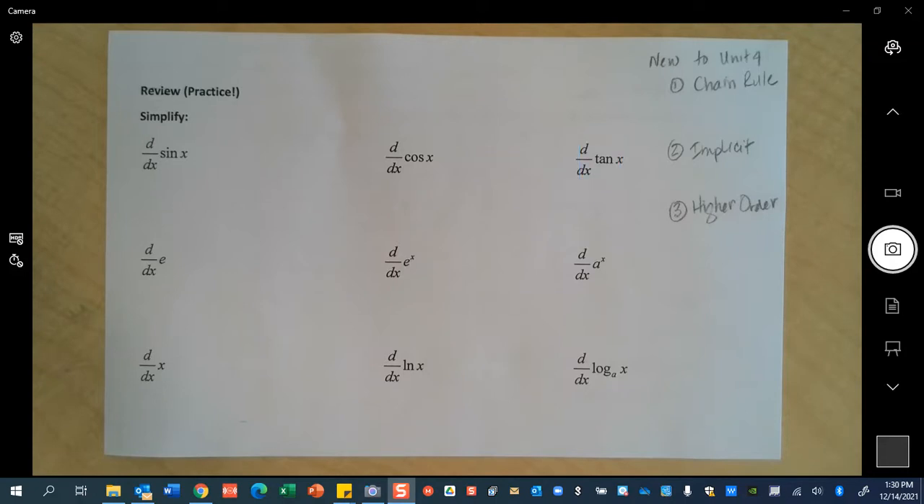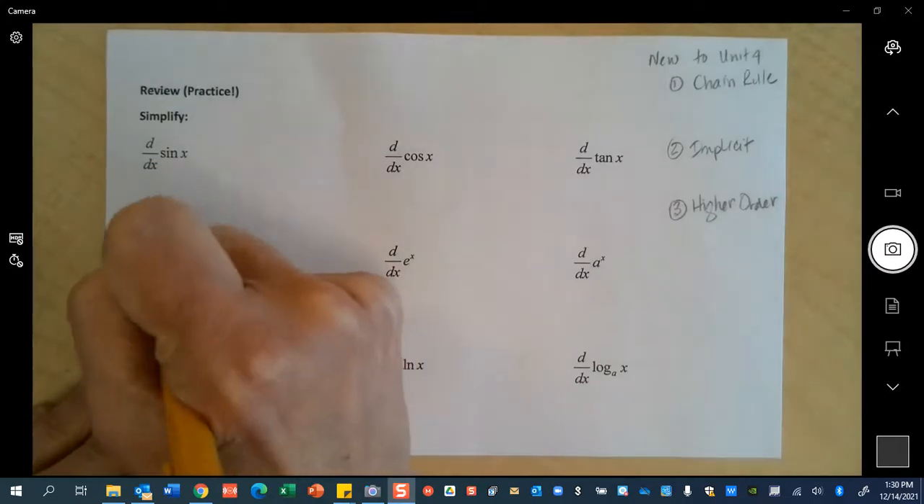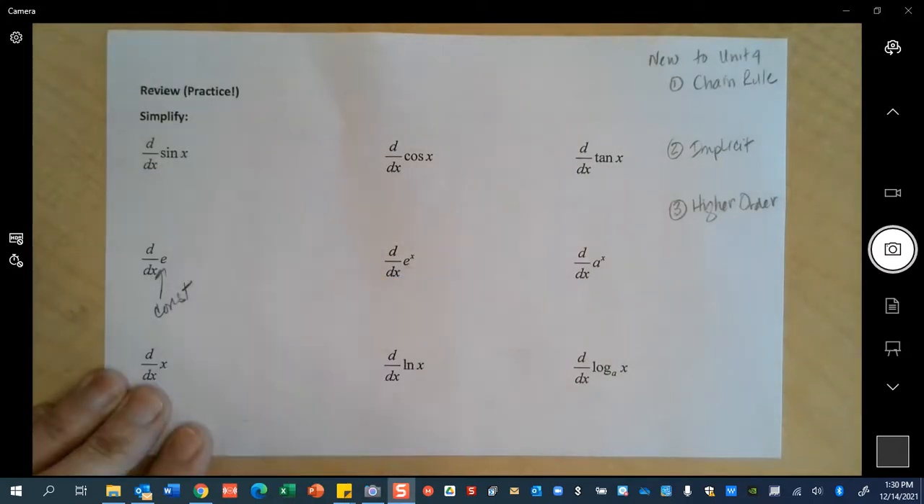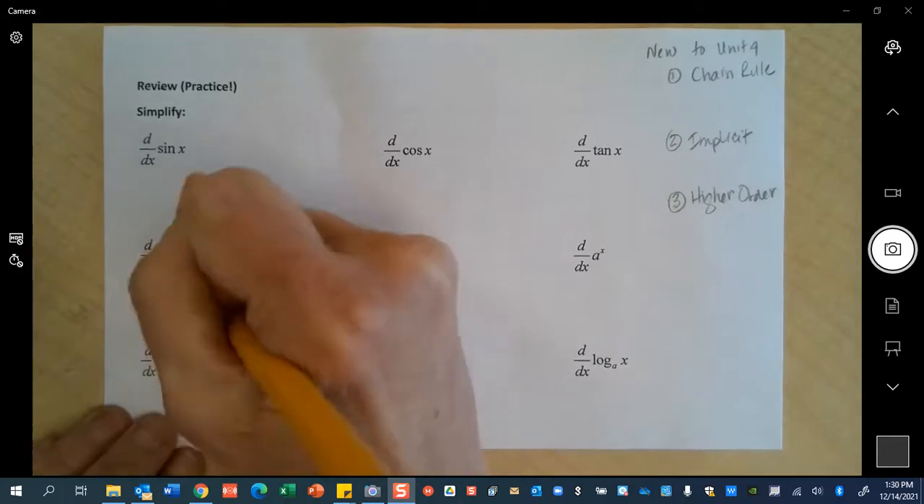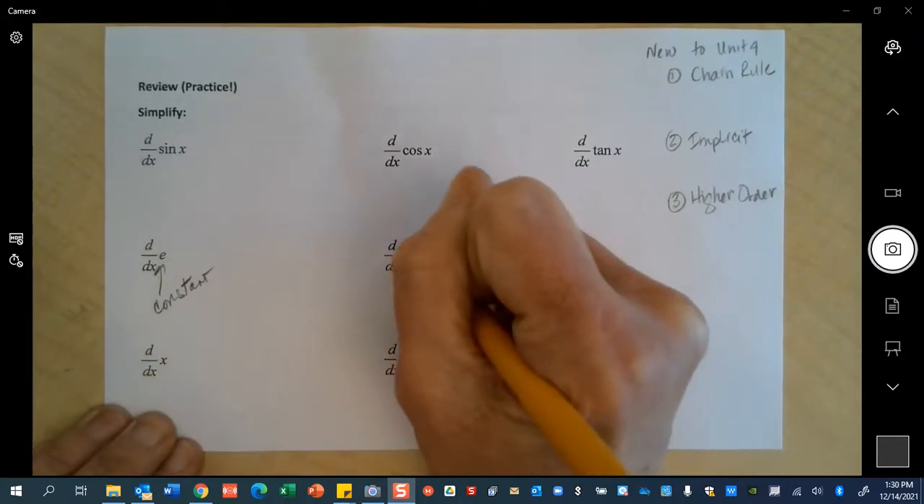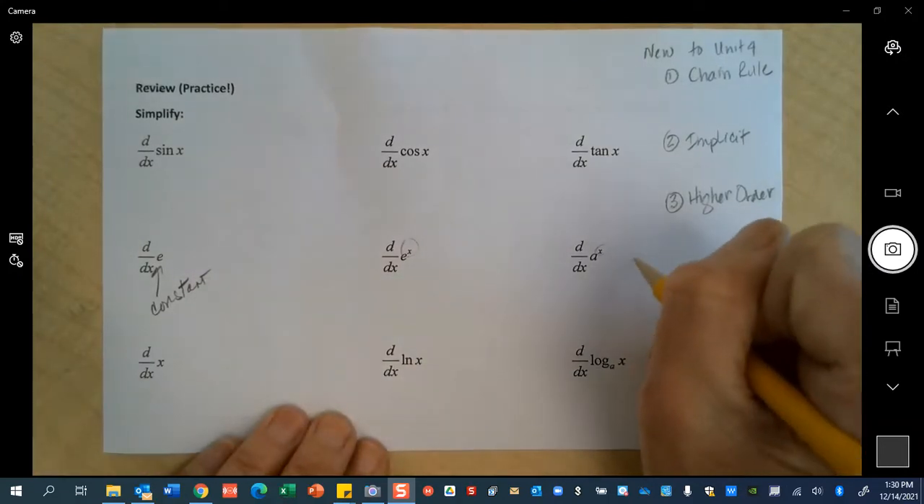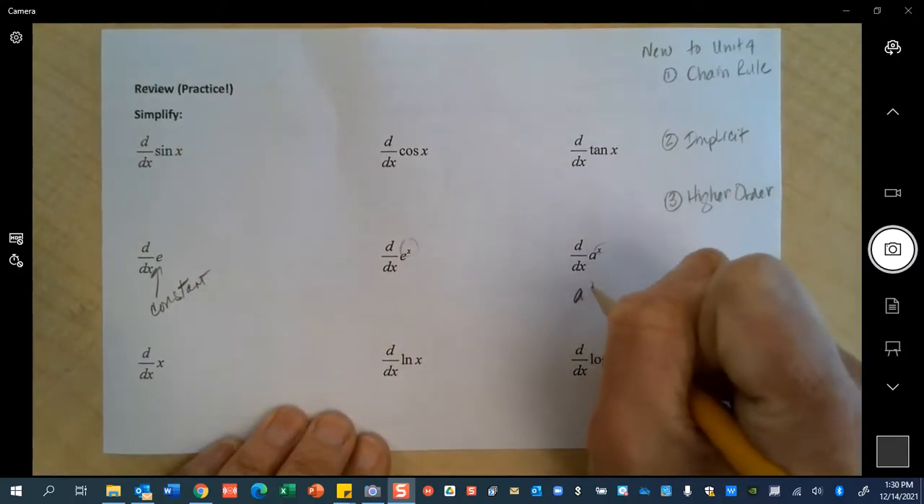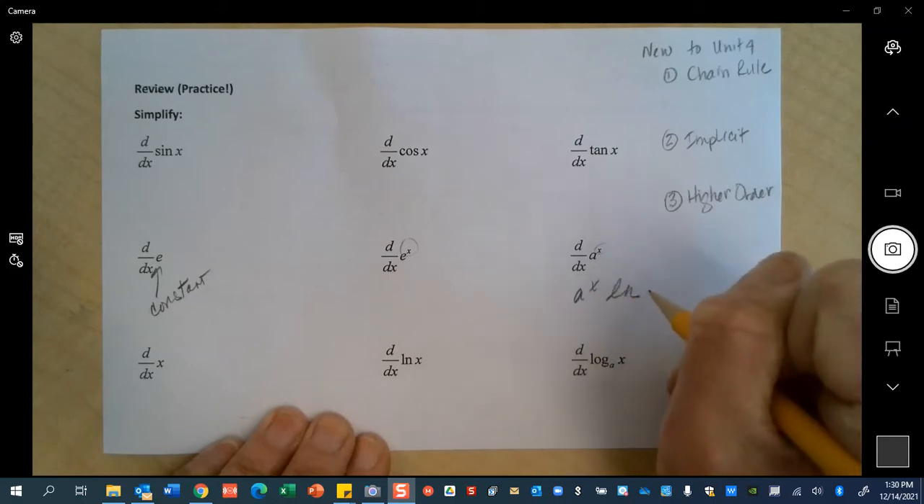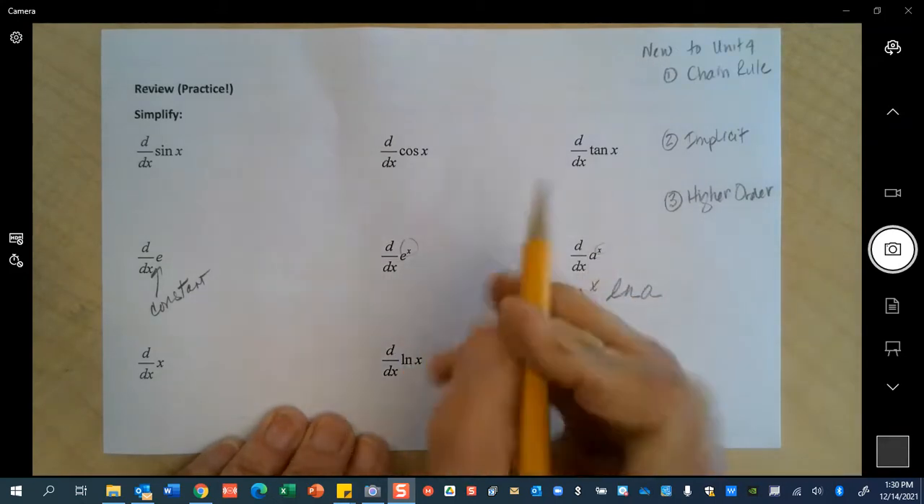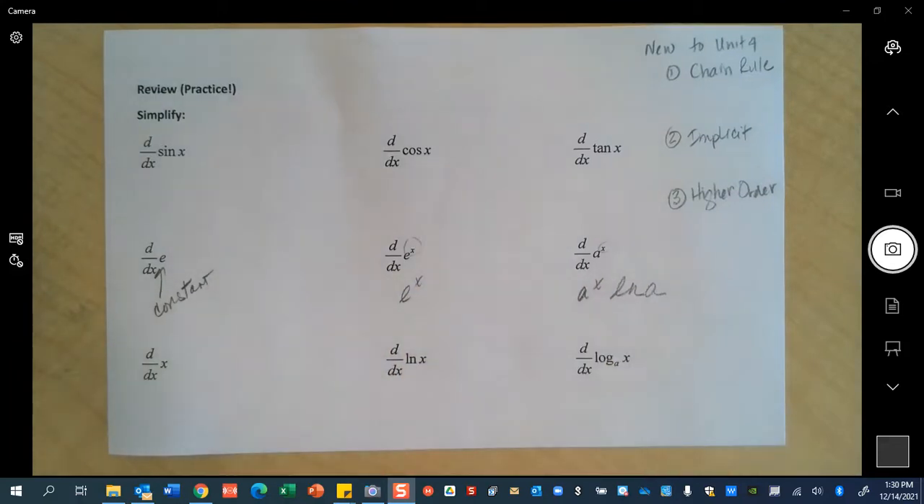Derivative of e, thank you. And write yourself a note: e is a constant. The only time that you need to worry about e is when it's e to the x. But that's no different from a to the x, because when you take the derivative of a to the x, you get a to the x times the natural log of a, which is why this one is just e to the x, because the natural log of e is 1. That's why that goes away.